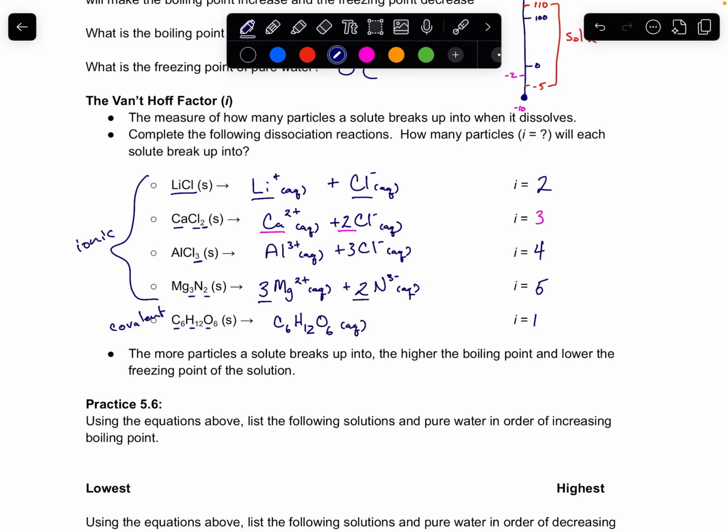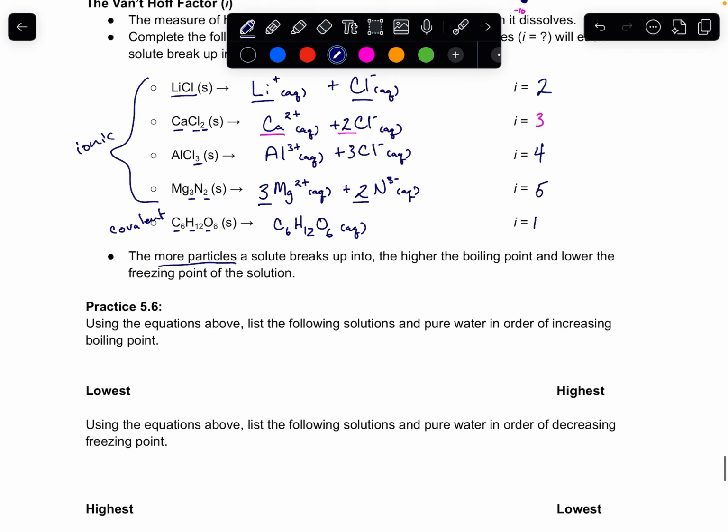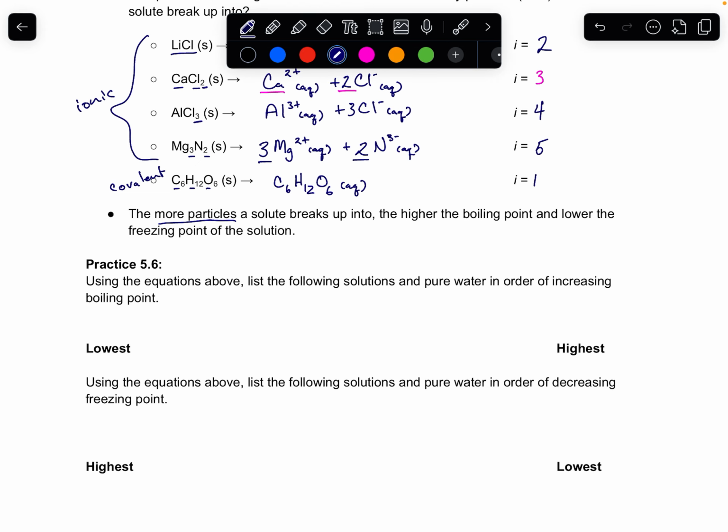Okay, so why is this important? Right? Remember we said with colligative properties, it's not the identity of the particles. So it doesn't matter that it's lithium chloride, calcium chloride, or whatever. What matters is how many particles. Okay, so the more particles it breaks up into, the higher the boiling point becomes, the lower the freezing point becomes, right? So the greater the difference.